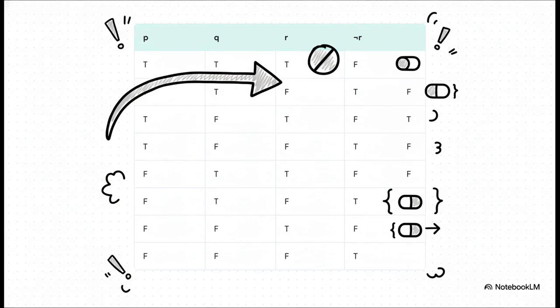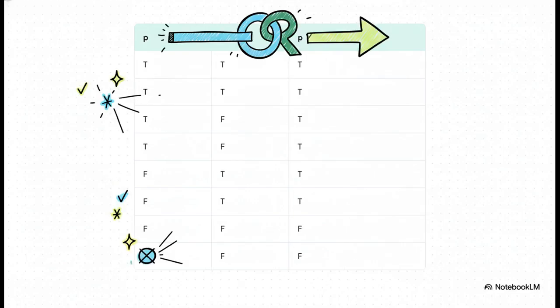This part is super easy. We just look at the R column and flip every single value. Every true becomes a false, and every false becomes a true. Done. Next up on the list is the OR statement, P or Q.